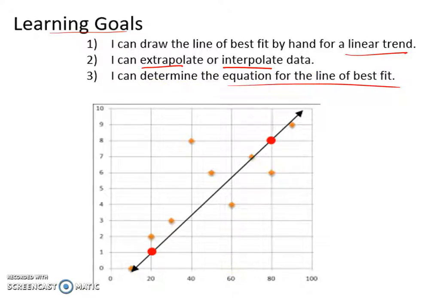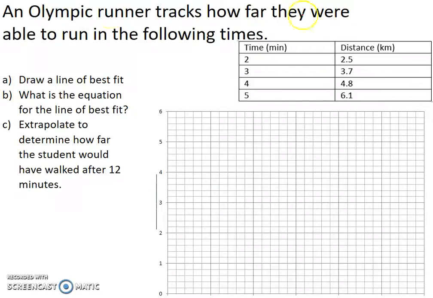So let's look at an example here. An Olympic runner tracks how far they were able to run in the following times. 1. Draw the line of best fit.